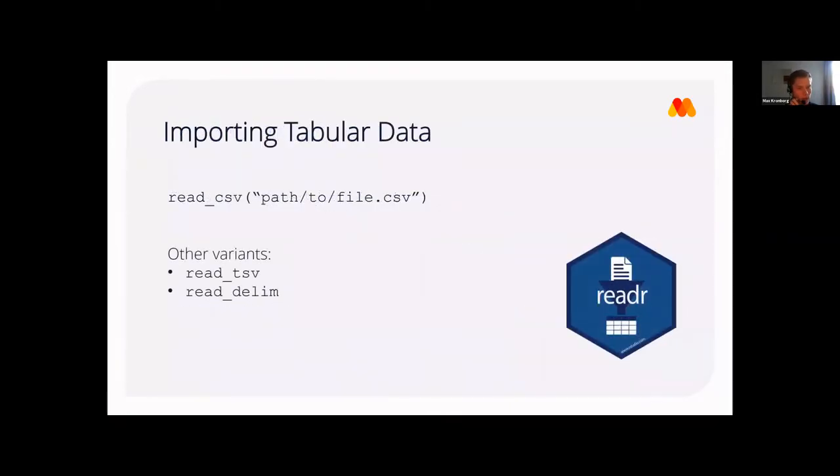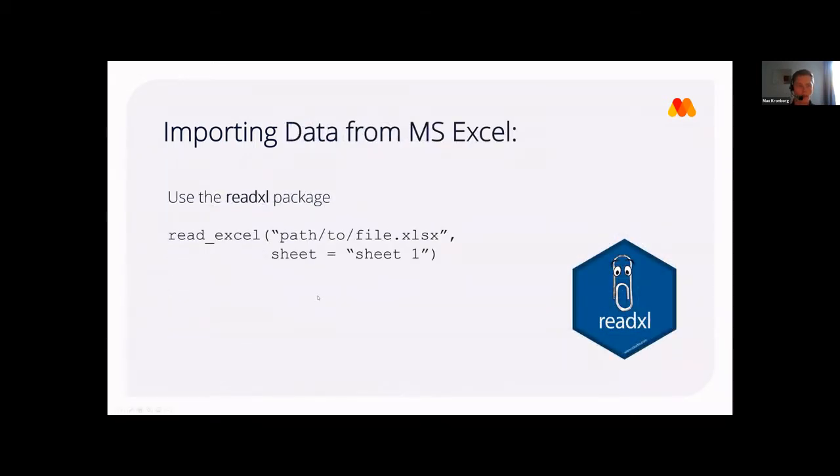So the next step will be importing tabular data. I'll be using read.csv with the path to the file, .csv. In this case, my working directory is where the data is stored, so I can refer to it that way. I think it's going to be the same for you. There are other versions, so if you have tab delimited data, you can use a TSV. If you have something with a different kind of delimiter, you can use read_delim, and you can tell it what the delimiter is. But in most cases, it'll be a CSV.